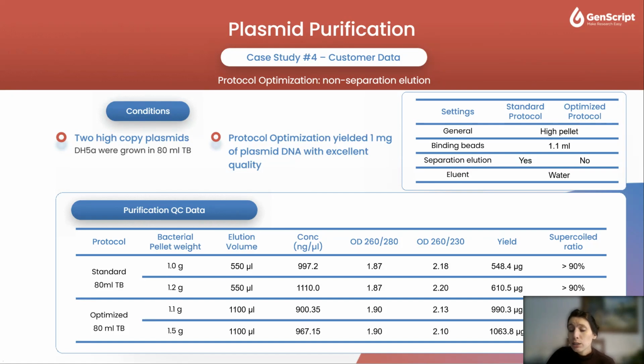What you're seeing here is that when we ran a standard protocol, we got approximately 500 to 600 nanograms. After optimizing that protocol, we got close to 1 mg of plasmid DNA, which is shown on the right, the second-last column, showing the yield.